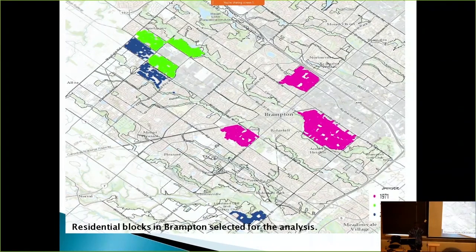So these are the areas. The magenta areas are the 1971 residential areas. You see the blue areas were selected from the 2011 developed areas, and then 1991 was also selected as part of the study. So we used a 20-year difference as far as the urban street tree plantings were concerned.